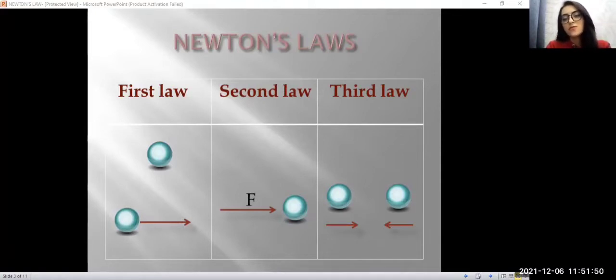What does Newton's first law say? Basically, an object will keep doing what it was doing unless acted on by an unbalanced force. If the object was sitting still, it will remain stationary. If it was moving at a constant velocity, it will keep moving. It takes force to change the motion of any object.